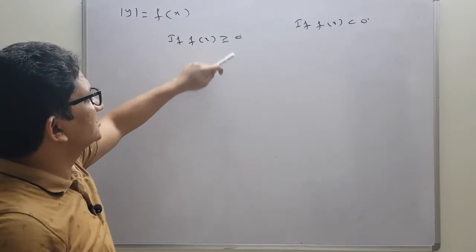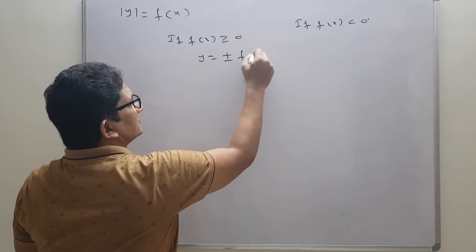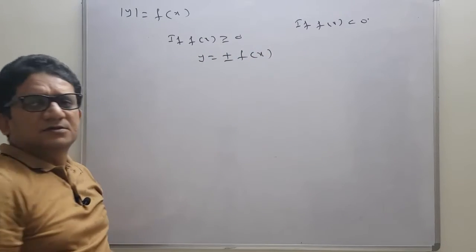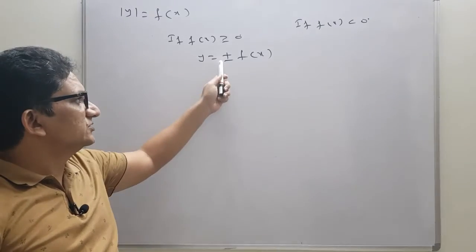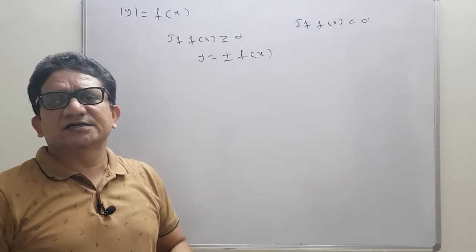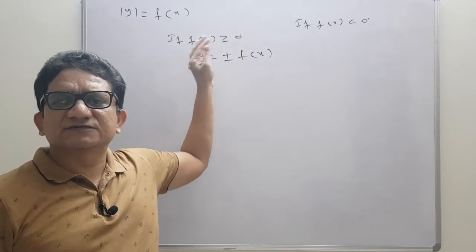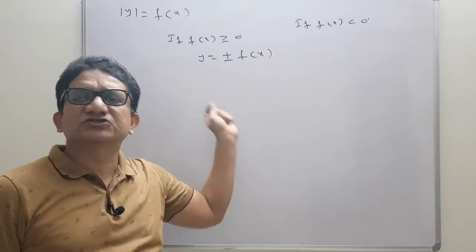So if f of x is greater than or equals to 0, then we can write y equals to plus or minus f of x. So this is the case what we will get. That means we need to consider the graph f of x as well as minus f of x. It indicates that, like when x plus 2 is satisfying the graph, x minus 2 will also satisfy the graph.